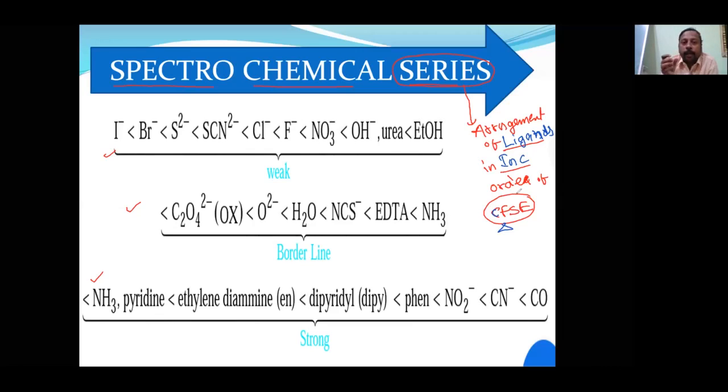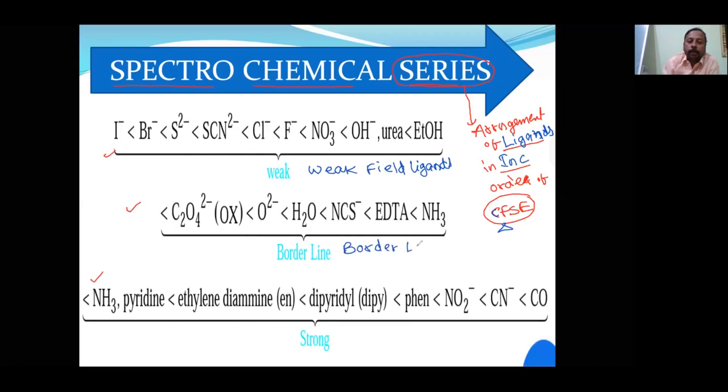That CFSC, how it is calculated and how it affects, we will come to know practically. But you should know that our ligands are classified into three types. Weak field ligands. These are called weak field ligands. And these are called borderline ligands.